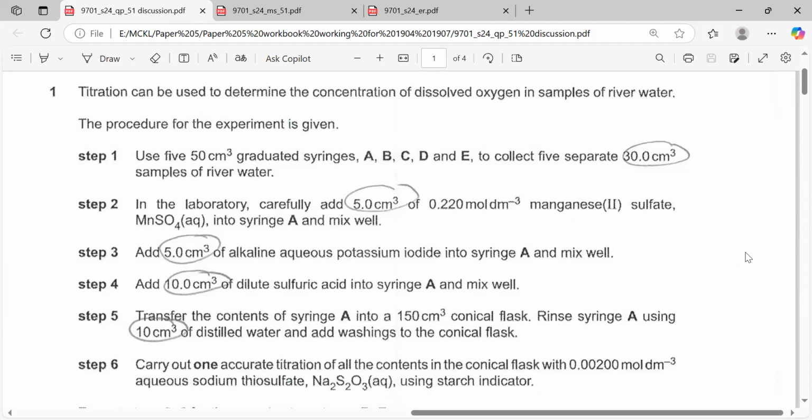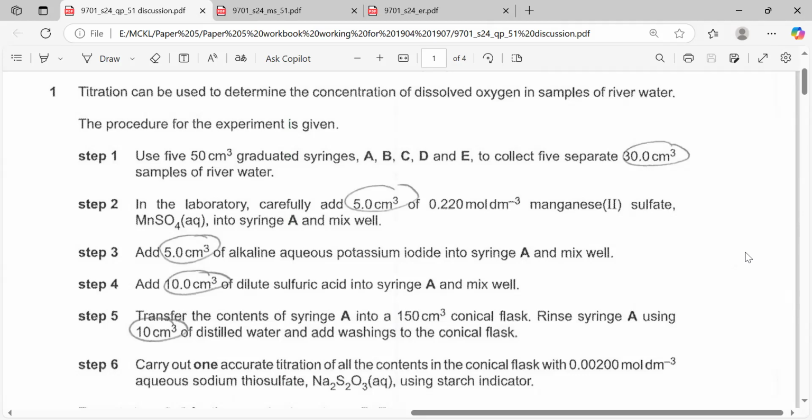Step 1, use 5 50 centimeter cube graduated syringes A, B, C, D, and E to collect 5 separate 30 centimeter cube samples of the river water. So 50 to contain 30, it's okay. In the laboratory, carefully add 5 centimeter cube of the manganese sulfate into syringe A and mix well. And then add 5 centimeter cube of alkaline aqueous potassium iodide into syringe A and mix well. And then step 4, you add 10 centimeter cube of the dilute sulfuric acid into syringe A and also mix well. And then you transfer the contents of syringe A into a 150 centimeter cube conical flask.